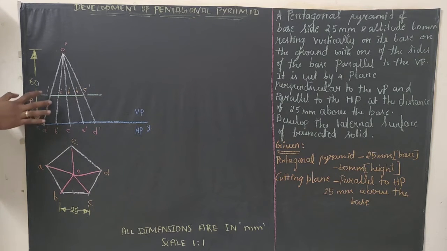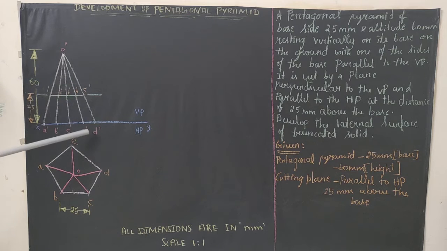And naming, you just see 1 dash, 2 dash, 3 dash, 4 dash, 5 dash. 1 dash is between O dash and A dash. 2 dash is between O dash and B dash. 3 dash is between O dash and C dash. So O dash and E dash. 4 dash is between O dash and C dash. 5 dash is between O dash and D dash. Like this only we need to name the cutting plane.